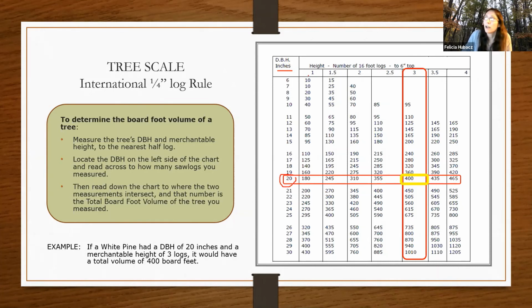Then we go back to the top, and in case we forgot the size of the logs, it tells us number of 16 foot logs. And it's very common to use halves. So 1, 1.5, 2, 2.5, 3, that was where our measurement was. And so that's how we get our 400 board feet out of one tree. Obviously, if you have more than one tree, you would add them all up, and that would be the amount of board feet that you could get out of your stand.